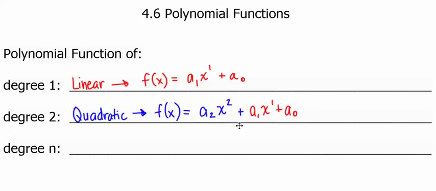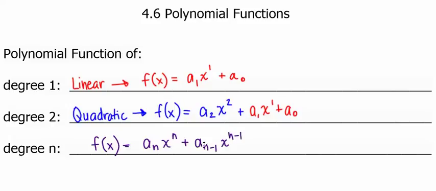Every time we add a degree, we're just going to add a new first term. So if we were to do a general degree n polynomial function, this could be the 5th degree or the 8th degree, we would start with a sub n times x to the nth power. Now this is just the general form. Our next coefficient would be a sub n minus 1 times x to the n minus 1.